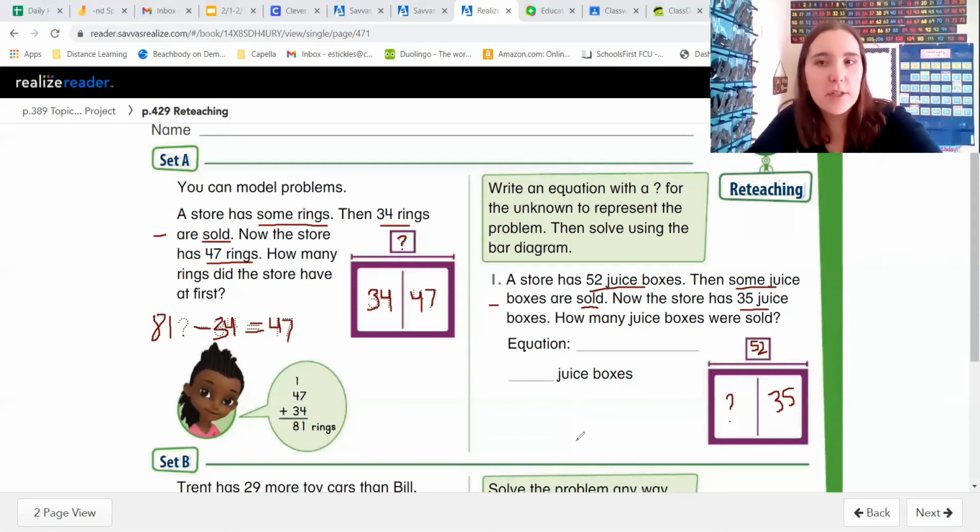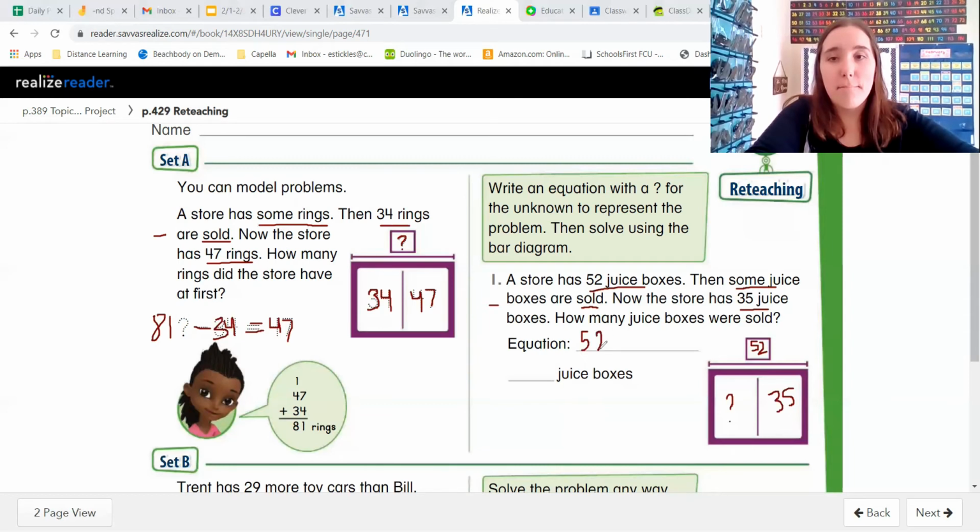Okay, here's the equation that we want to write. We're going to say 52 to start with minus whatever they sold, which we don't know is how many, is going to leave them with 35 juice boxes. So to solve that, what I'm going to do is I'm going to flip-flop. So I'm going to do 52 minus 35 instead of minus a question mark because I can't solve that. And that's going to tell me how many they sold. So that's my problem that I'm going to solve.